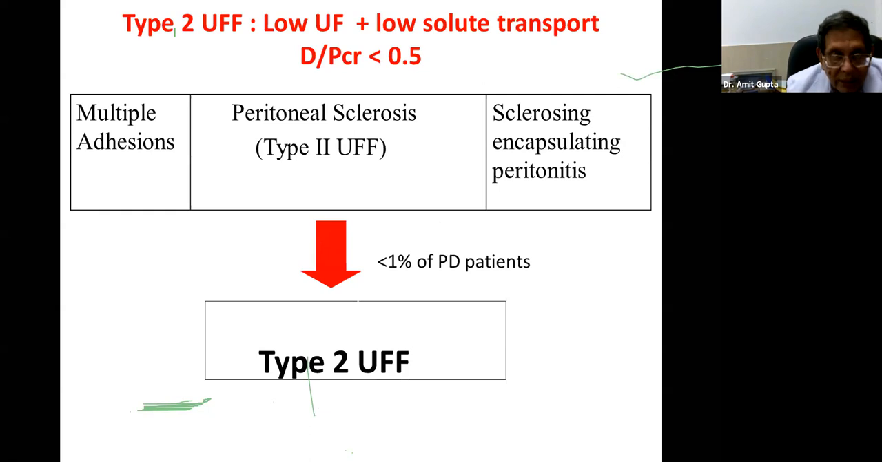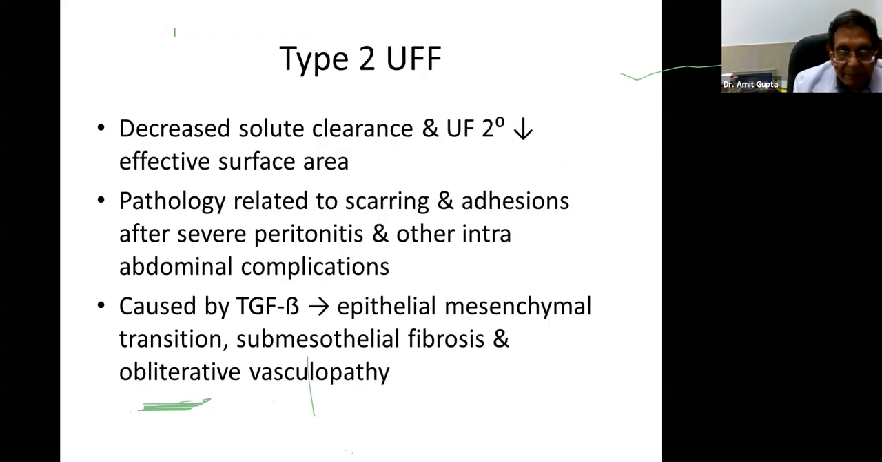What is type 2 ultrafiltration? You have low ultrafiltration, but a low solute transport, that is D/P creatinine of less than 0.5. So UF is low and your D/P creatinine is less than 0.5. And what does it suggest? This suggests that the patient has peritoneal sclerosis. You may have multiple adhesions and it can lead to sclerosing encapsulating peritonitis. And this is seen in less than 1% of the patients on PD.